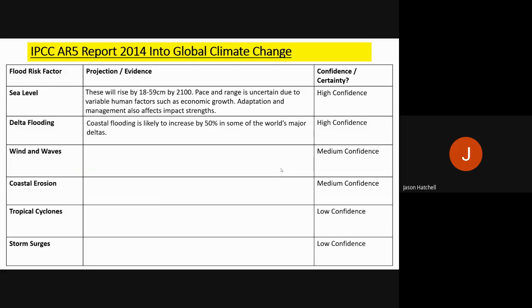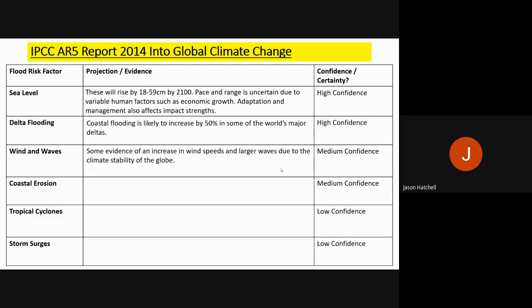So the next thing is wind and waves. Now, wind and waves are key to causing damage from climate change, but also may increase due to the fact that climate change increases the instability of our atmosphere. So there is some evidence that wind speeds are increasing, and there have been larger waves in general due to the stability of the Earth's climate. So we've got medium confidence that that may continue.